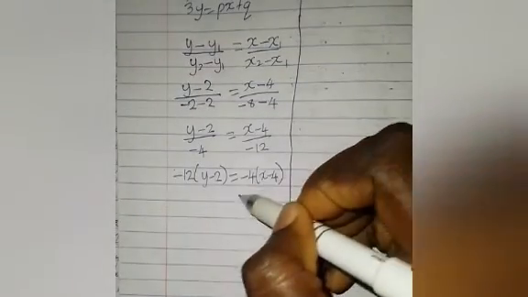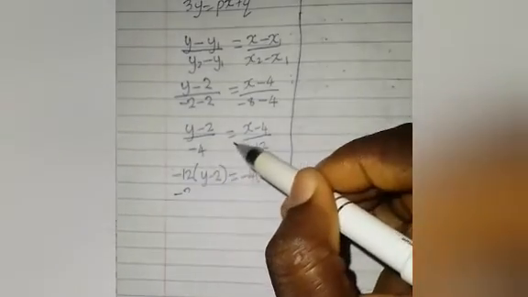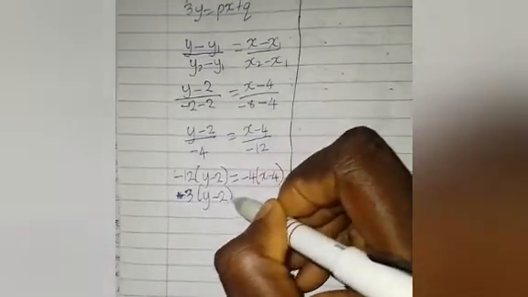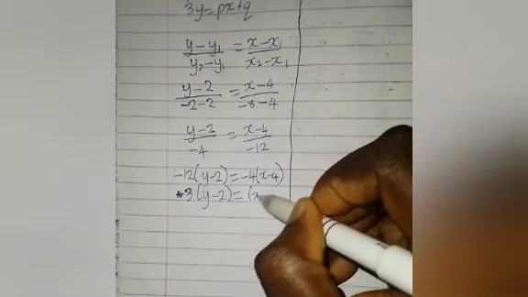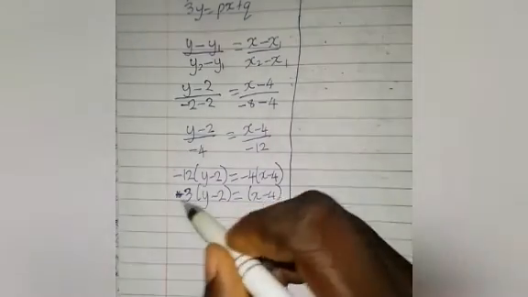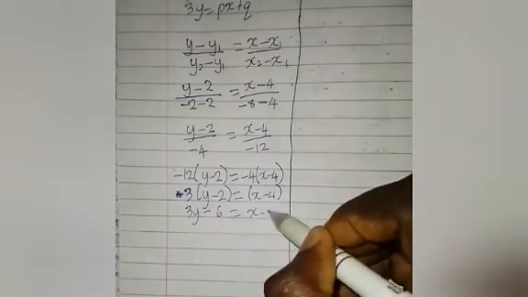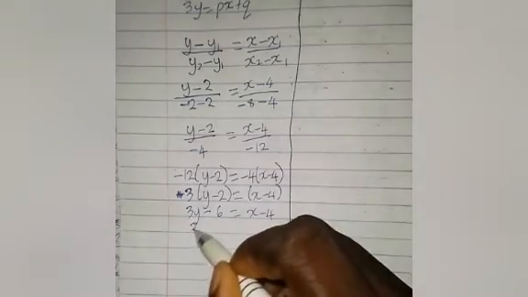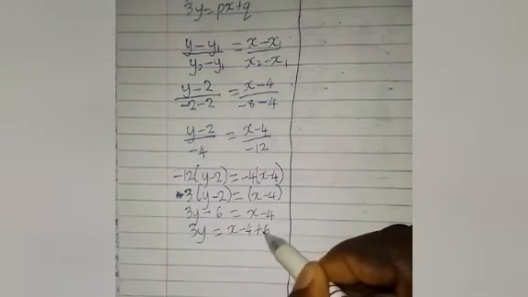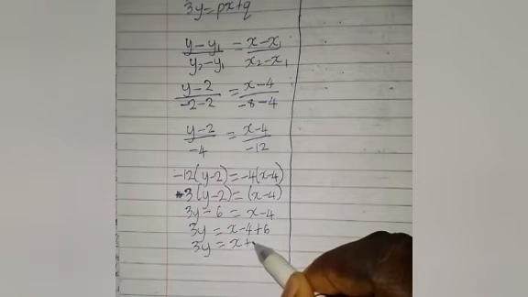Dividing both sides by minus 4, we have 3 (y minus 2) is equal to x minus 4. So, open up the bracket to have 3y minus 6 is equal to x minus 4. 3y is equal to x minus 4 plus 6. 3y is equal to x plus 2.